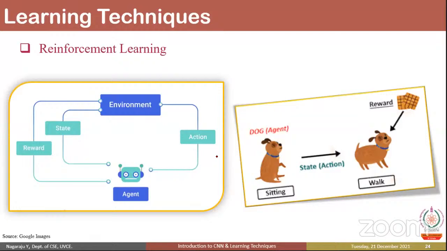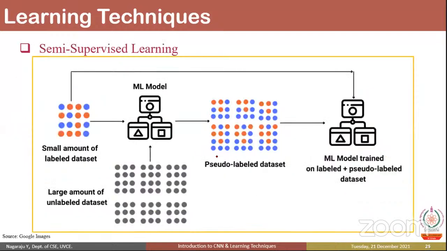Okay, this is how reinforcement learning works. I hope it's clear. So next we have semi-supervised. As the name itself says, semi-supervised. Here we will have a large amount of unlabeled data and a small amount of labeled data.